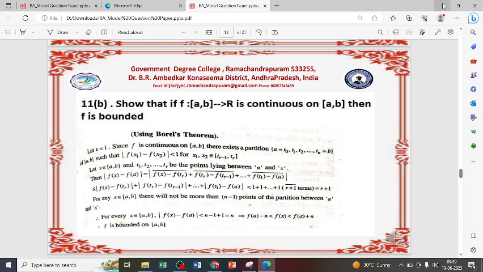Real Analysis class. Let us continue the model question paper. Today we are going to discuss problems from 11b onwards.